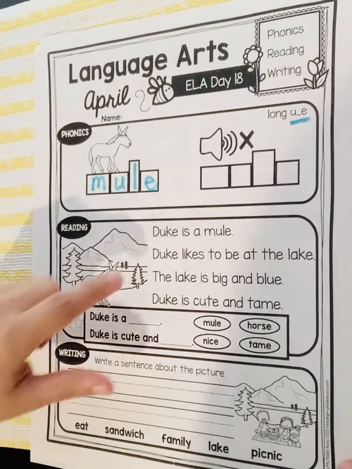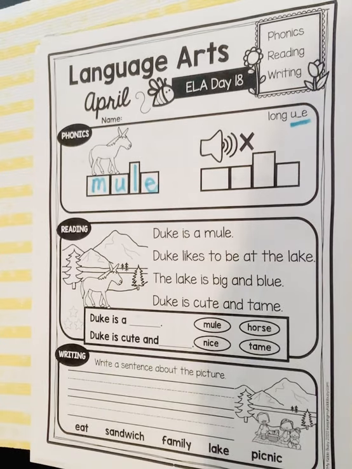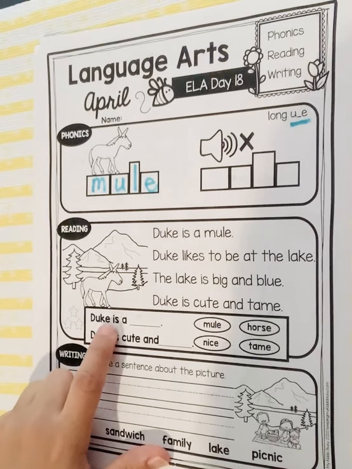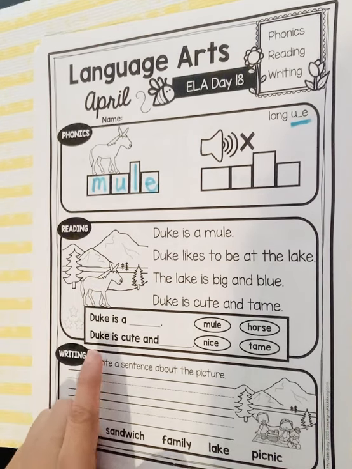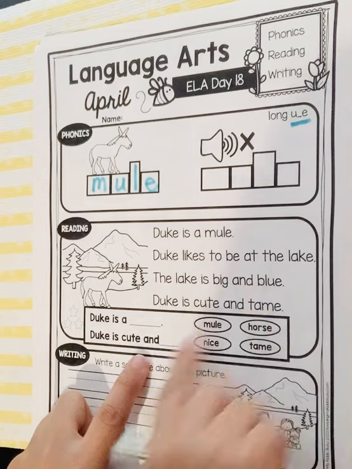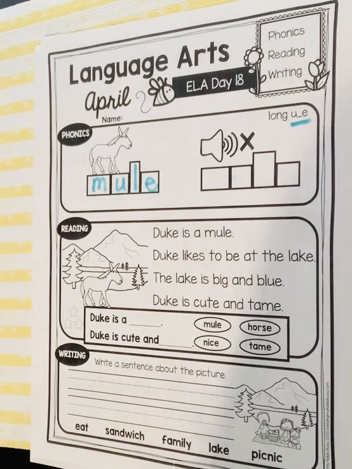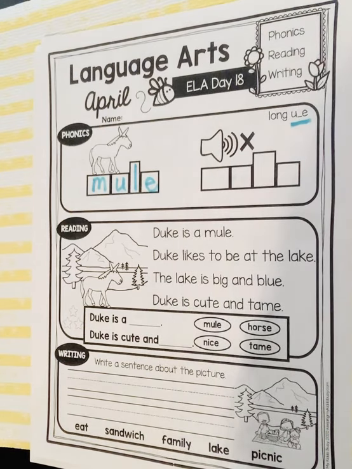Now down here, you're going to read about Duke the mule, and you're going to answer those 2 questions. Duke is what is he? That's right, he's a mule. Duke is cute and, well, you're going to have to read the story to find out what Duke is. Is he nice? I'm sure he is nice. Or is he tame? In the story, it will tell you. If you can't read that story, that's okay. Ask an adult to help read it to you.